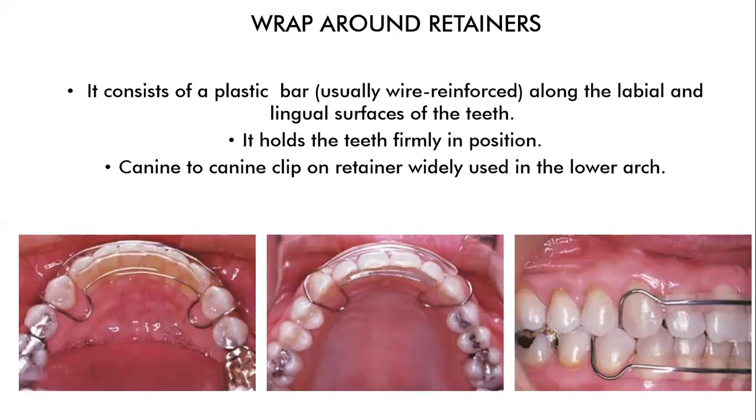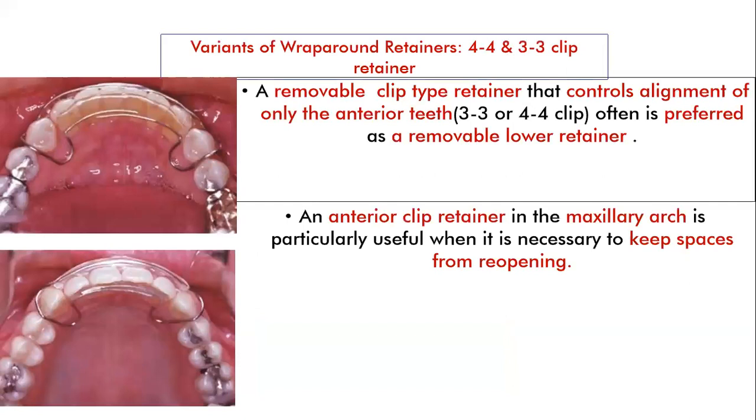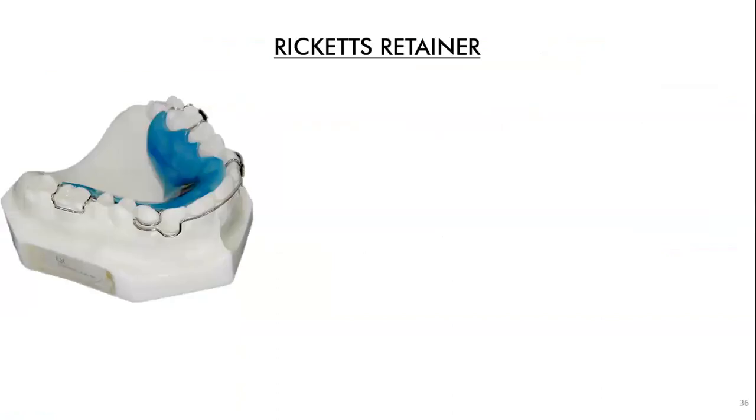All right. So what are the retainers we've seen so far? We saw the Hawley's, we saw the Begg's or the circumferential retainer, we saw the clip-on or the spring retainer, or the wraparound retainer. Now the variants of the wraparound retainer can be from 4 to 4, premolar to premolar, or canine to canine. All right. It can be given both in the upper and the lower arch.